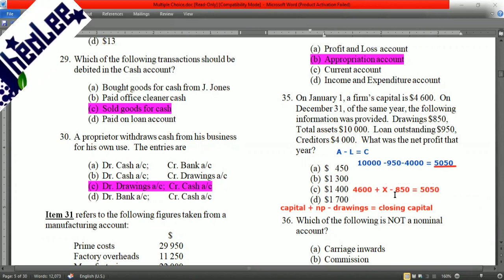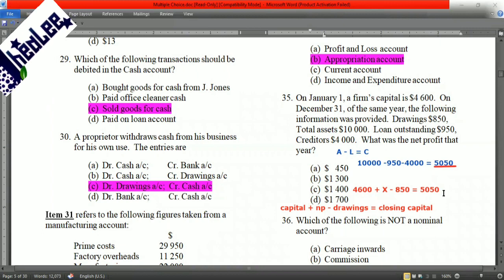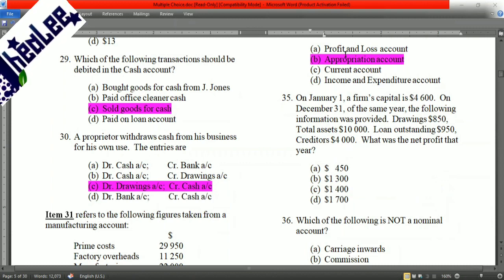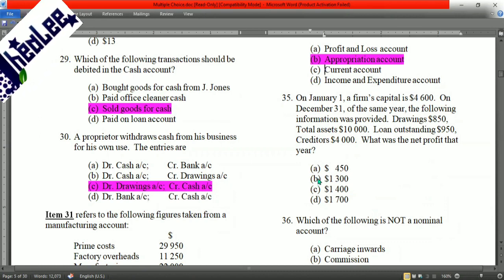And what you'll do now is to solve for X. So 4,600 minus the 850, and whatever you get, you're going to take it across to subtract that from the 5,050, and then your result would be $1,300. So our response is $1,300, which is B. Remember, what you use to respond to this question would be your balance sheet knowledge.